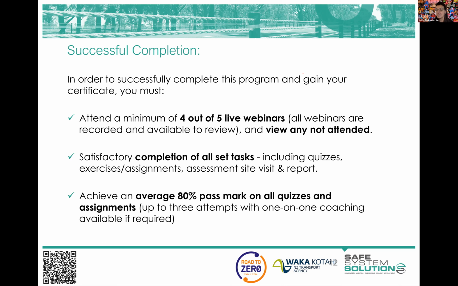So yes, that's about successful completion. And I like to do my job properly, so I will have those one-on-one coaching sessions with anybody that's struggling, and we will certainly work through to build your competency up to that 80% level. And really, there's no rocket science in this course. It's a fairly logical, simple assessment methodology, and then we utilize your existing knowledge and skills for you to apply that.